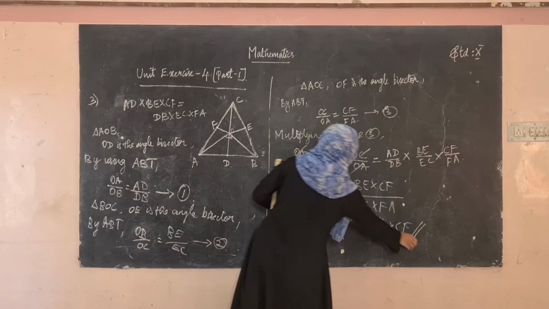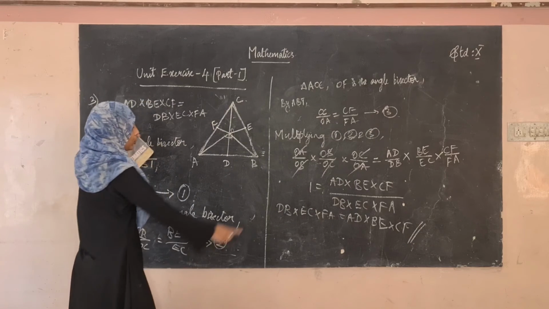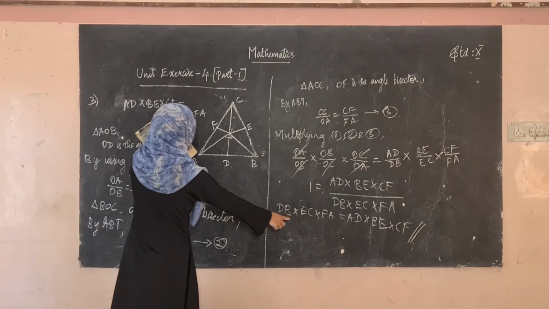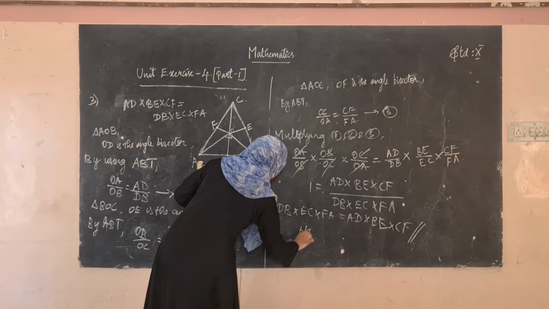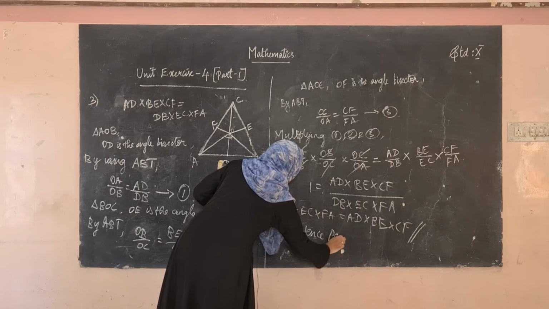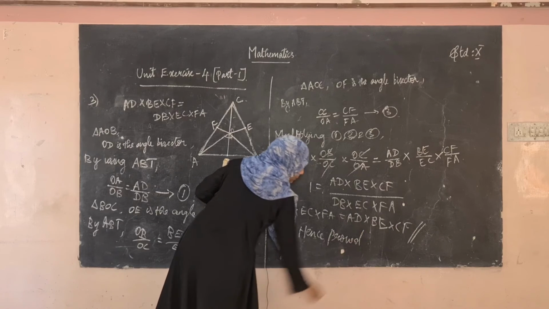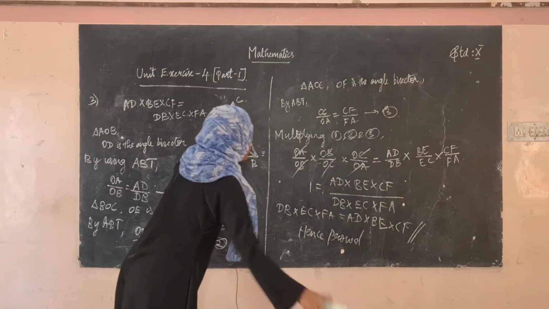This is what we have to prove, right? See here, AD into BE into CF is equal to DB into EC into FA. Right? This is the condition we have to prove. Hence proved. Okay, now let us see the fourth sum.